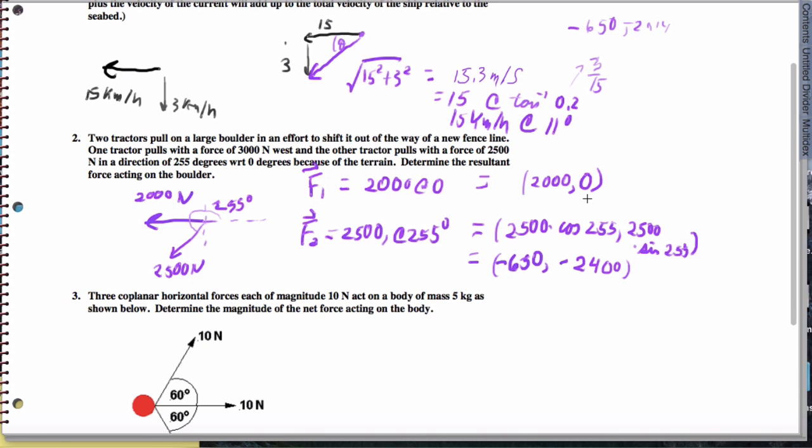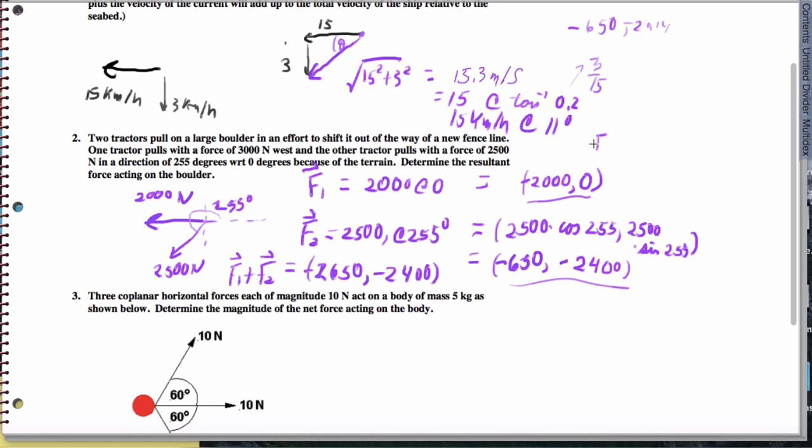So now when I add this up to get the resultant, I have F1 plus F2. So I'm going to combine this and this. Actually, this is negative 2,000 here since it's to the west. This is going to be negative 2,650, comma, negative 2,400. So let's get the resultant vector.